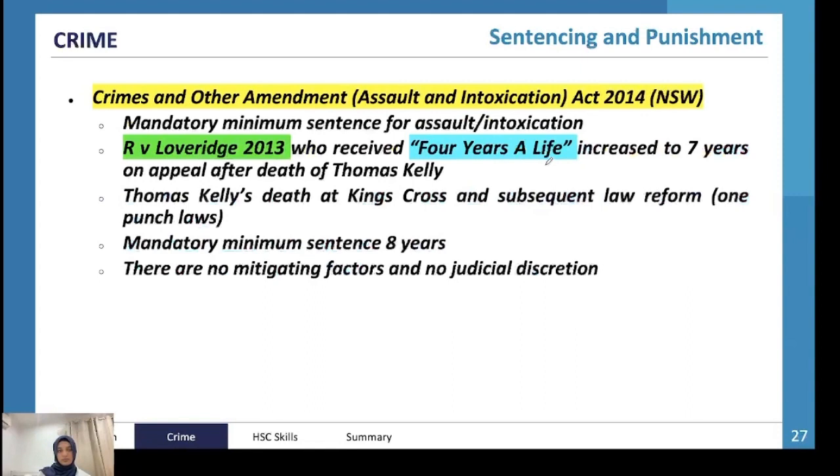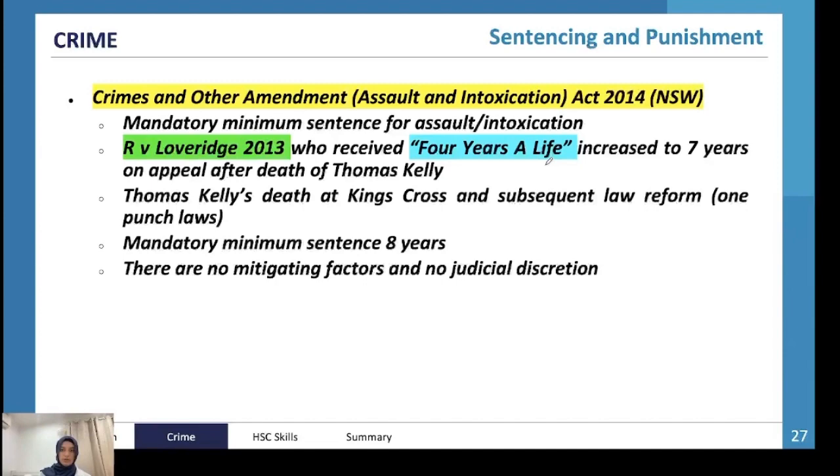The other legislation that I was talking about earlier in terms of intoxication and assault is cited above. So in the case of R v Loveridge, they received 4 years, increased to 7 years on appeal after the death of Thomas Kelly. The death of Thomas Kelly at King's Cross was followed by a law reform in terms of one-punch laws. So the mandatory minimum 8-year sentence has been cited, and there are no mitigating factors that can reduce the sentence potentially, and again, no judicial discretion, which again raises questions about separation of powers as well.